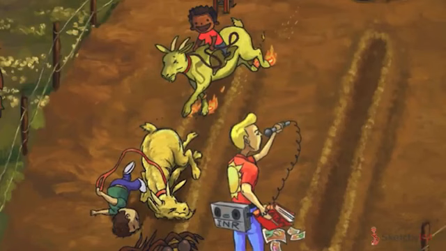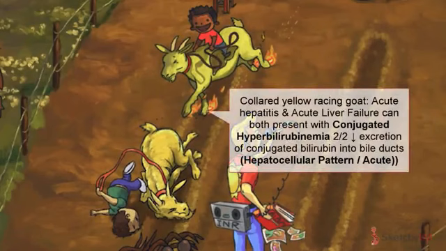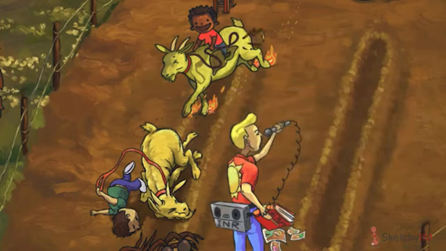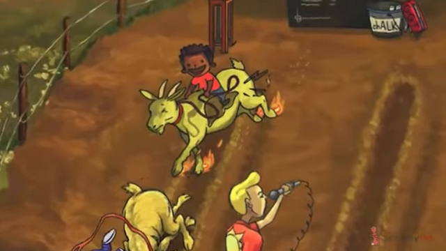Here in the acute side of the liver pen, elevated serum bilirubin and jaundice are common as well, and not just in severe disease. Even relatively mild acute hepatitis can cause jaundice, as depicted by the acute liver failure kid and the acute hepatitis kid, both of whom are riding yellow bilirubin goats. The goat is colored to remind you of conjugated hyperbilirubinemia, of course.